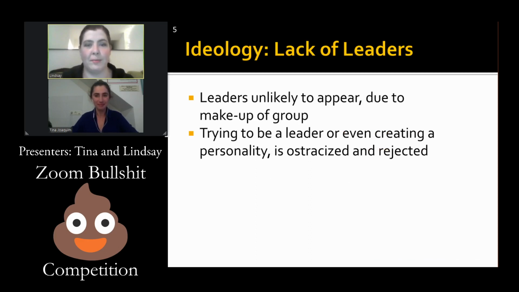Lack of leadership. That's the problem with anarchy, is no strong leadership. And if you even try to become a leader or create any sort of personality beyond a headless man, you are likely to be ostracized and rejected. And even though there's not an official leader, people perceive that there's a man in charge, because they always perceive that it's a man in charge. Even the headless man is still clearly a man. Next slide.